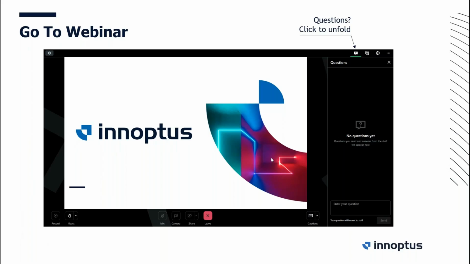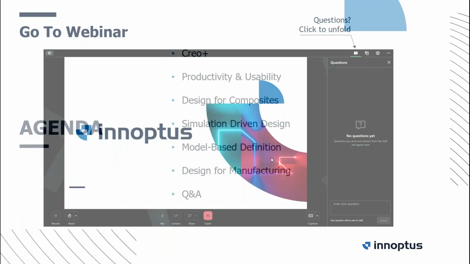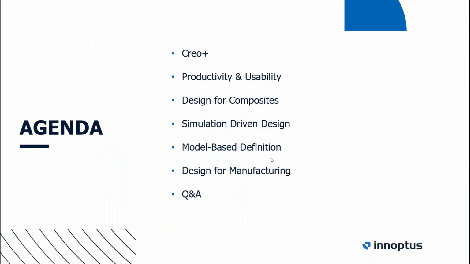So what are we going to see today? We will learn from Stefan first of all something about Creo Plus, and then some more general features about productivity and usability, and then some more specific topics such as design for composites, simulation-driven design, model-based definition, and also design for manufacturing. And we're going to end with some Q&A. So that's it from my side. Stefan, please go ahead.